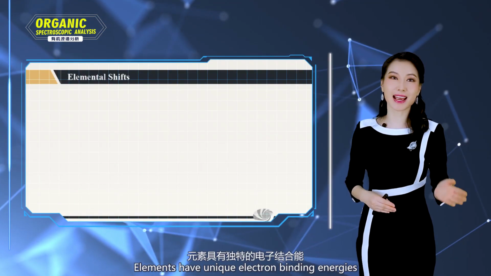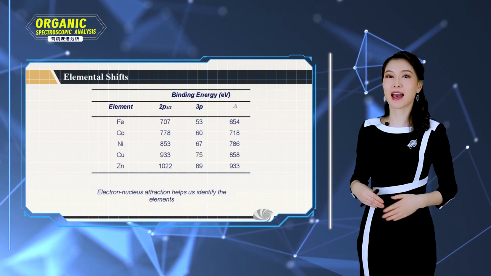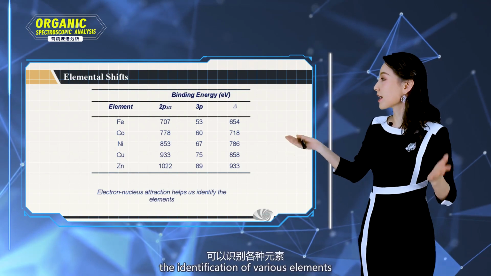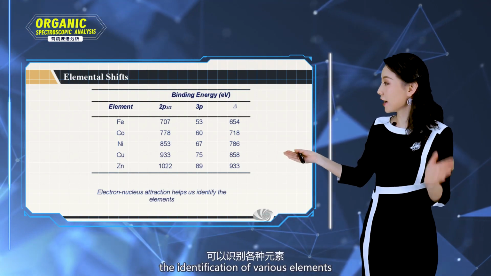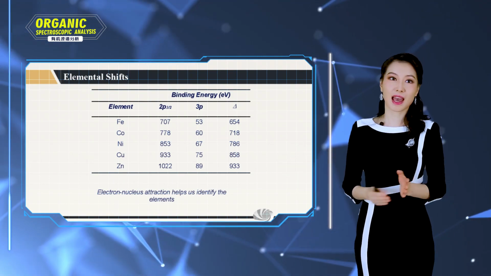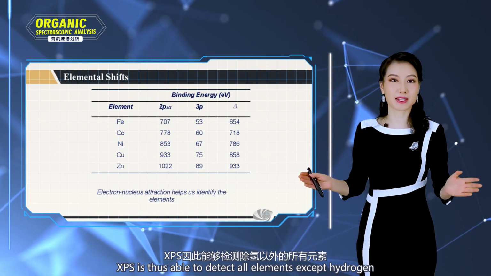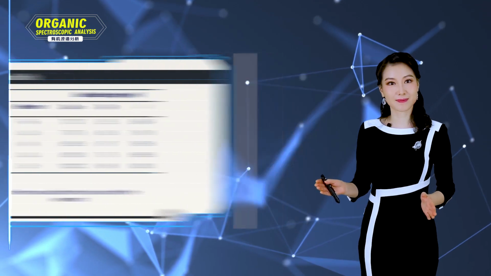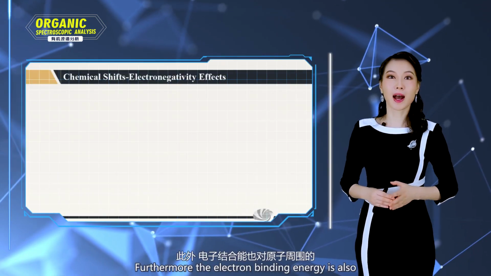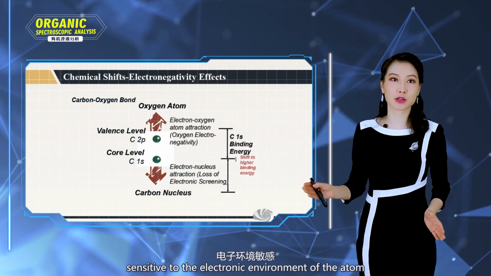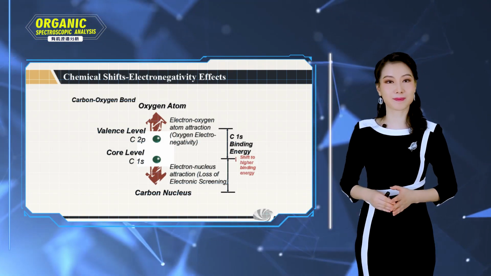Elements have unique electron binding energies. Therefore, knowing the electron binding energy allows the identification of various elements. XPS is thus able to detect all elements except hydrogen. Furthermore, the electron binding energy is also sensitive to the electron environment of the atom.